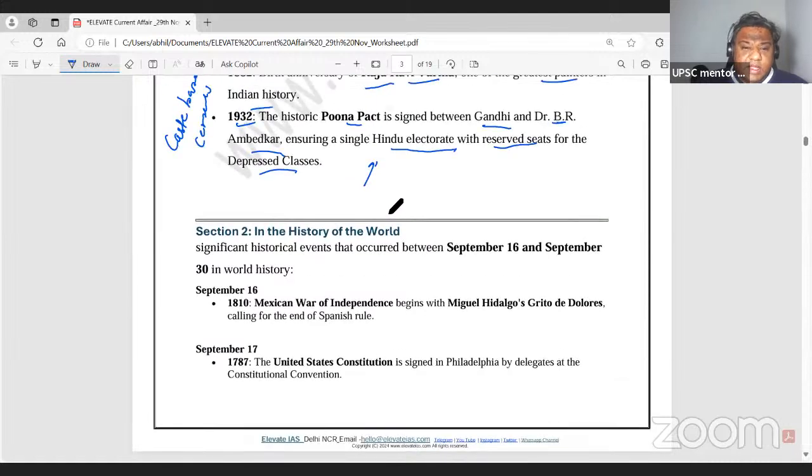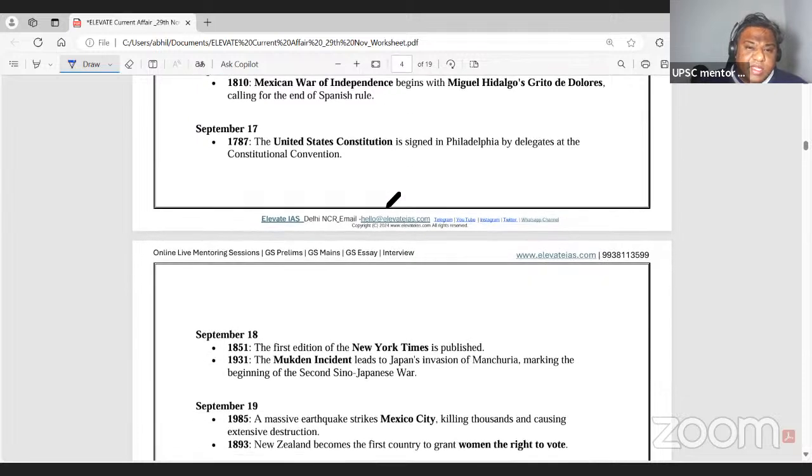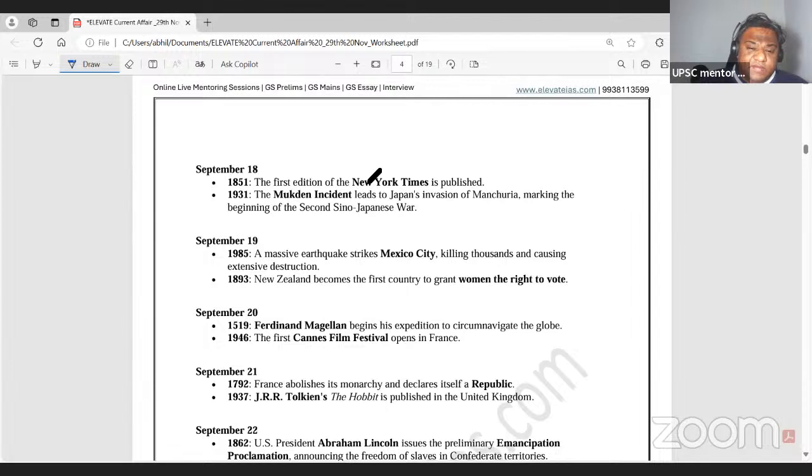In the history of the world, what are the significant events? On September 16, 1810, the Mexican War of Independence began. Miguel Hidalgo's Grito de Dolores called for the end of Spanish rule. On 17 September 1787, the United States Constitution was signed in Philadelphia by delegates of the Constitutional Convention. On September 18, 1851, the first publication of the New York Times happened. In 1931, the Mukden incident led to the Second Sino-Japanese War.